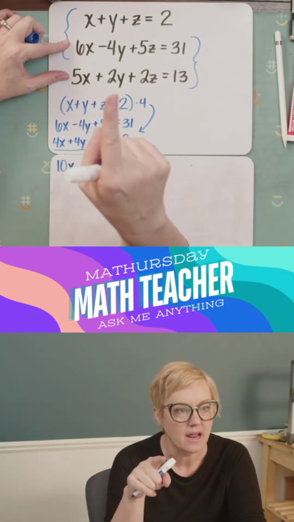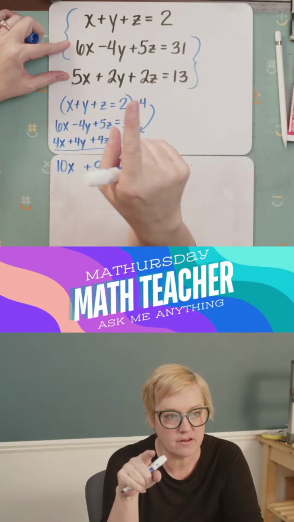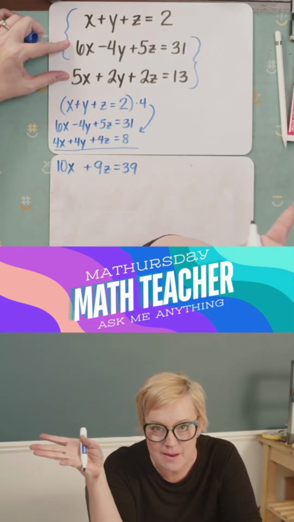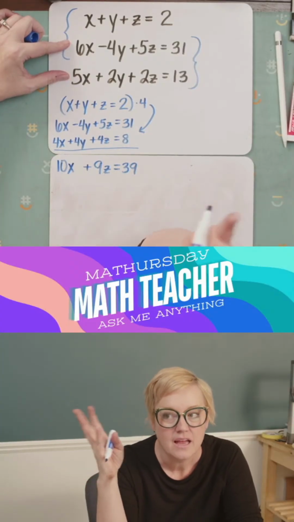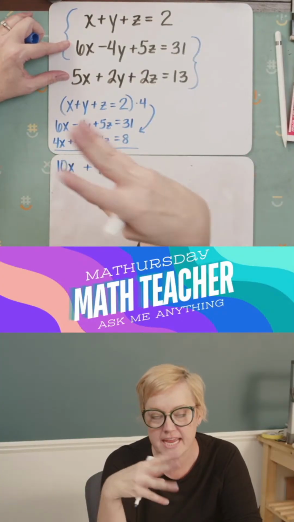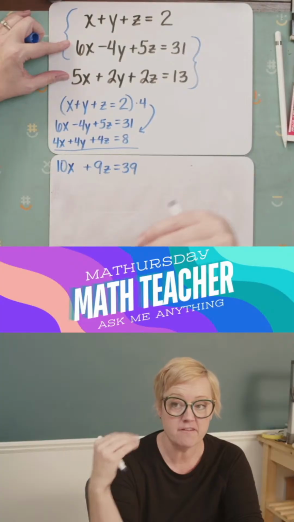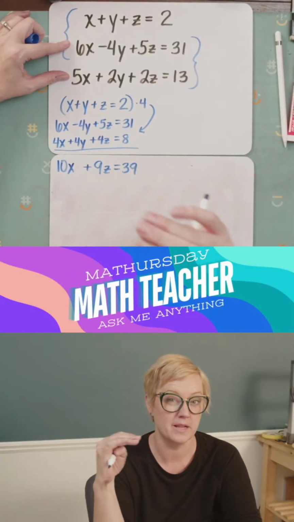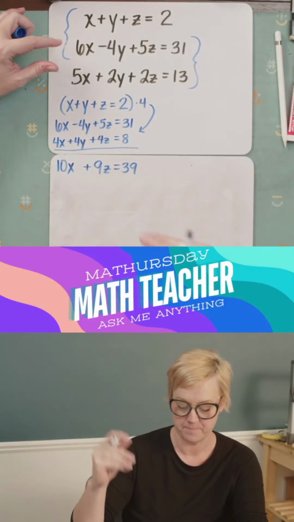Okay, how do you know when a number is a negative or it's just being subtracted? It's the same thing. Adding a negative is subtraction. Subtraction is adding a negative. So 5 minus 2 is the same thing as 5 plus negative 2. It's all the same thing.